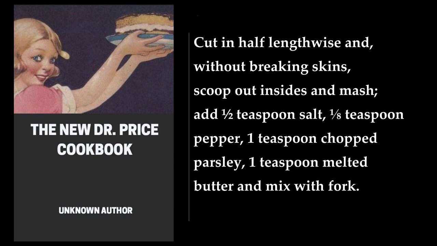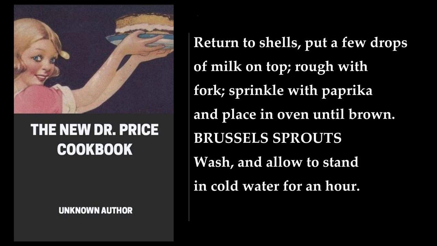Cut in half lengthwise and, without breaking skins, scoop out insides and mash. Add 1/2 teaspoon salt, 1/8 teaspoon pepper, 1 teaspoon chopped parsley, 1 teaspoon melted butter and mix with fork. Return to shells, put a few drops of milk on top, rough with fork, sprinkle with paprika and place in oven until brown.